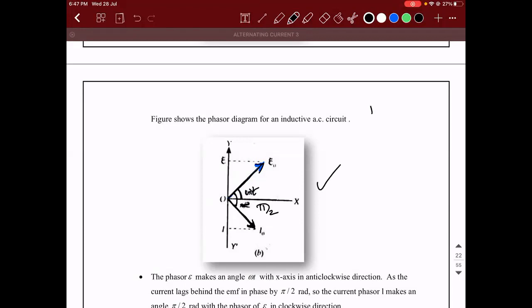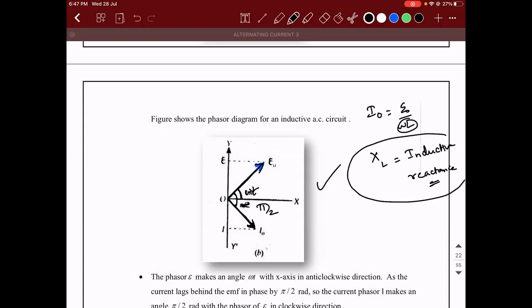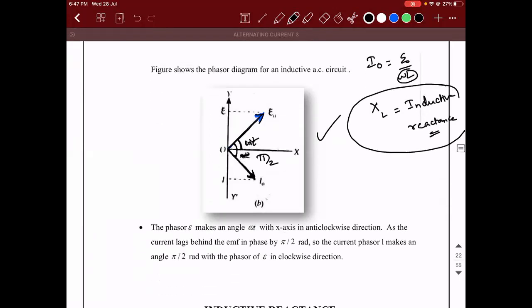A last point to be noted here is I naught is equal to E naught divided by omega L. This omega L is what we call XL. This XL is called the inductive reactance. And XL can also be written as omega into L, or 2 pi F into L.